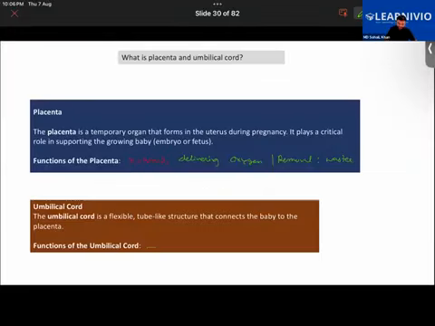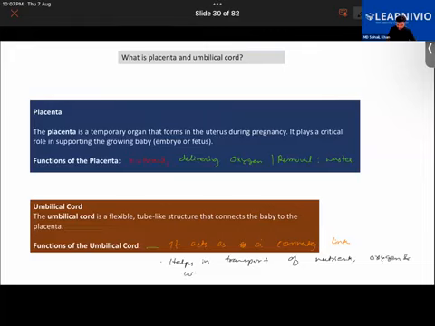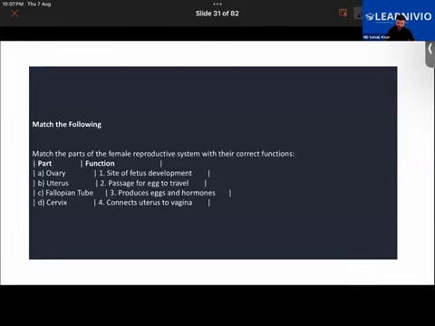So its function is that it acts as a connecting link and helps in transport of nutrients, oxygen and waste between the fetus and the mother. Okay, hope that has been clear to everyone.